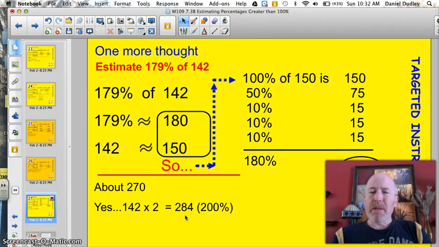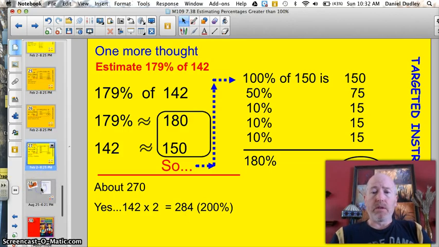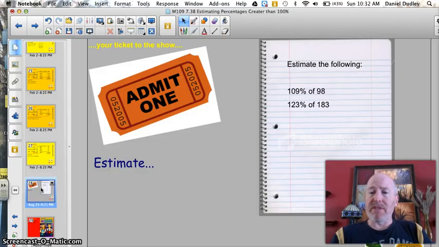What's my point? My point is sometimes when it's getting close to 200% or 300%, because it's like 299% or 280% or 275%, for an estimate, sometimes you can just round up to the 300 or the even 100%. All right? And then just multiply straight away. Remember, an estimate is a reasonable guess, a reasonable amount. All right? Thank you. Here we go. Your two problems for the day. Estimate 109% of 98. Estimate 123% of 183.